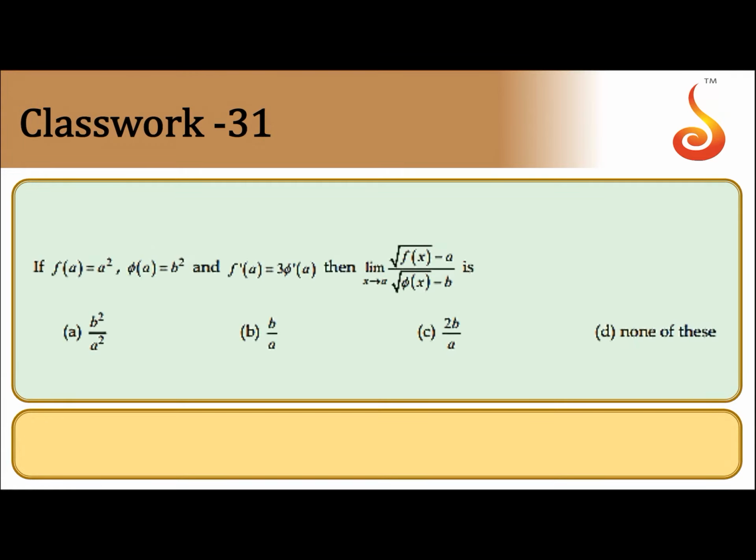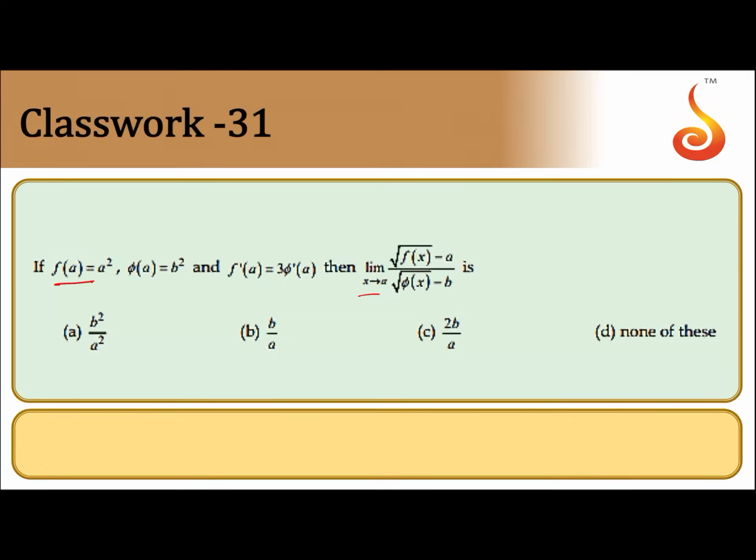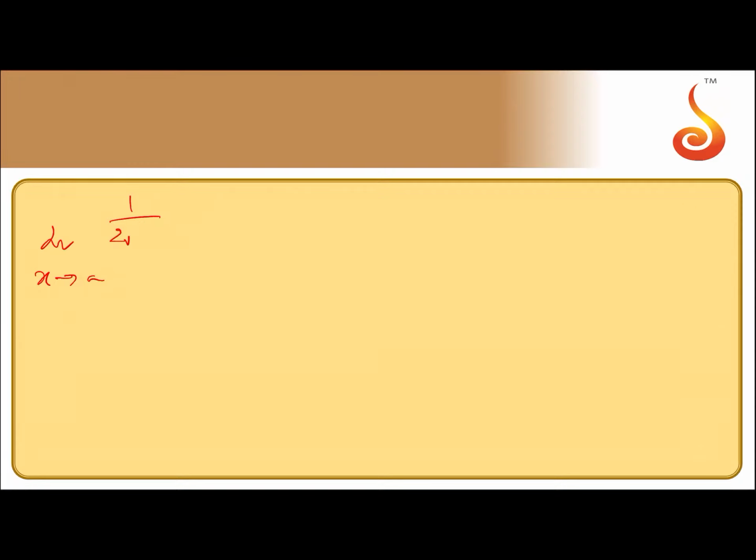Coming to the next one. F. When the limit x tends to a, you substitute: f of a is a square minus a square, 0, divided by phi of a, b minus b, 0. So it is in the 0 by 0 form. You can apply differentiation: numerator derivative, denominator derivative, limit x tends to a. The derivative of root f of x is 1 by 2 root f of x into f dash of x, divided by 1 by 2 root of phi of x multiplied by phi dash of x.